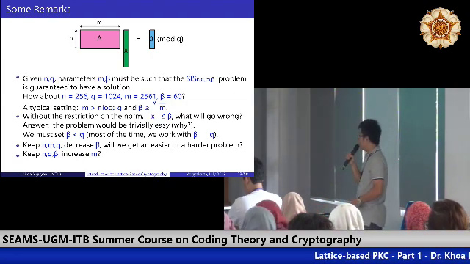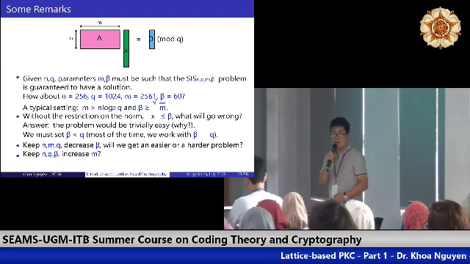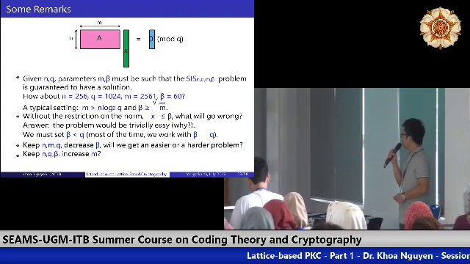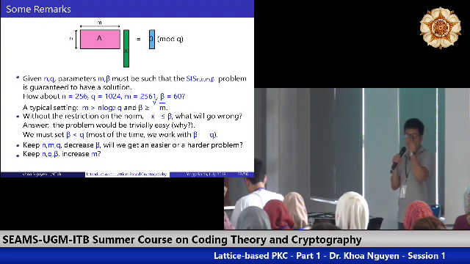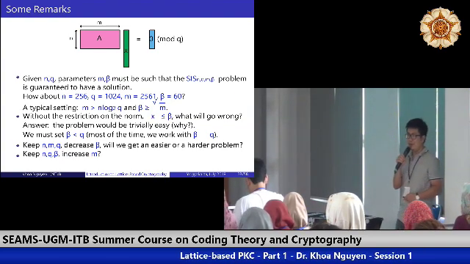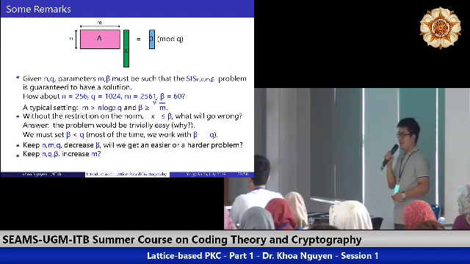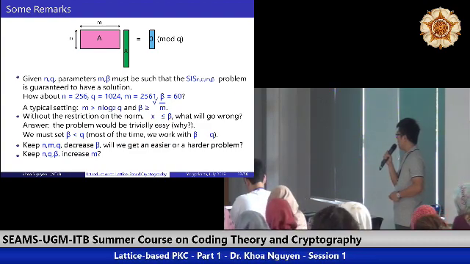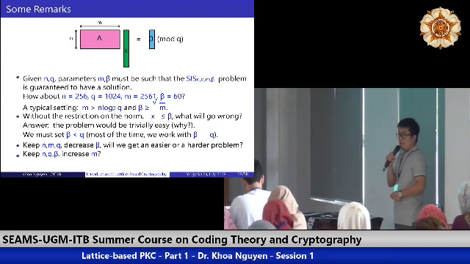Another question: if we keep m, the number of columns, the modulus q, and the bound beta, but we increase n, how will the problem become? Now we add some rows, so the matrix becomes taller. Is it easier or harder? If we have x such that A prime, the bigger matrix, times x equals 0, then we can deduce that the original matrix multiplied by x is also 0. But the inverse is not necessarily true.